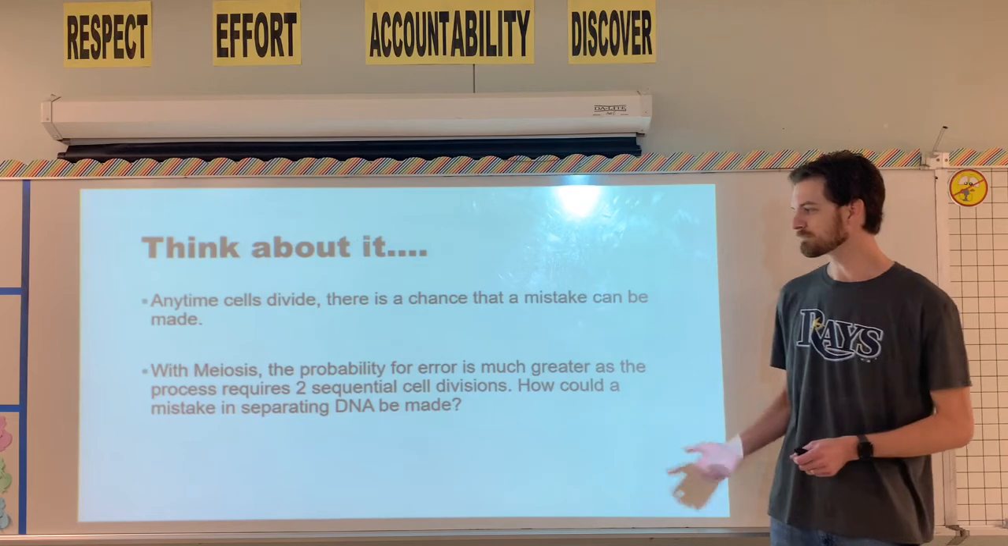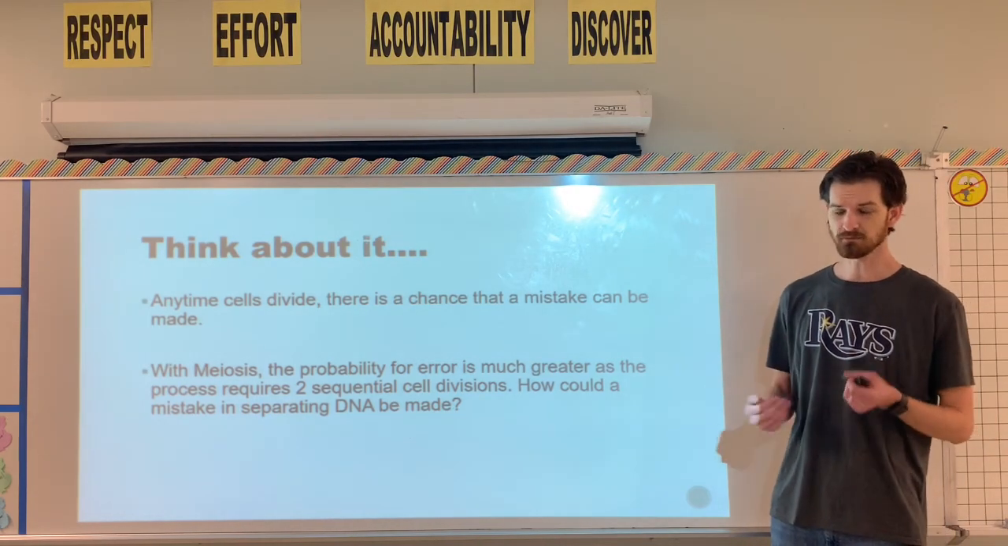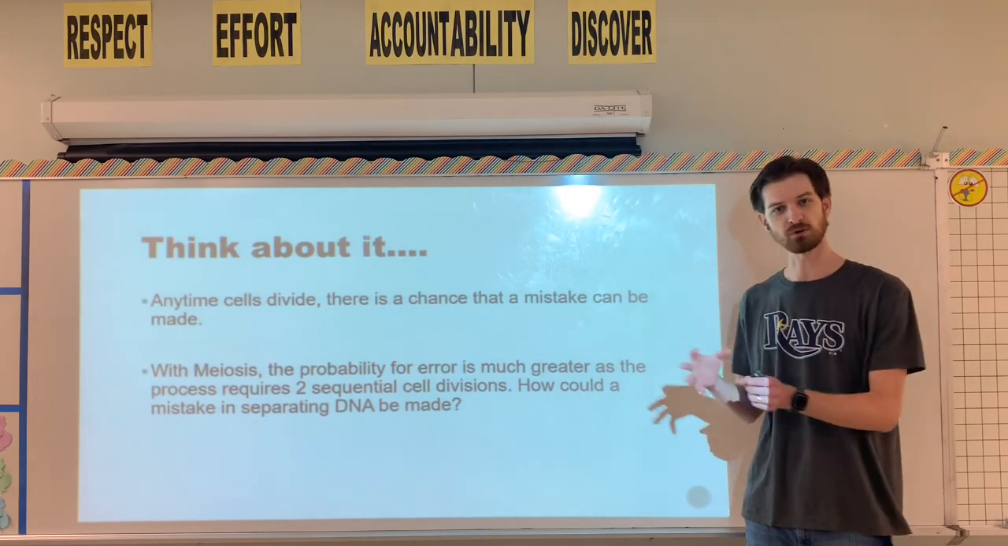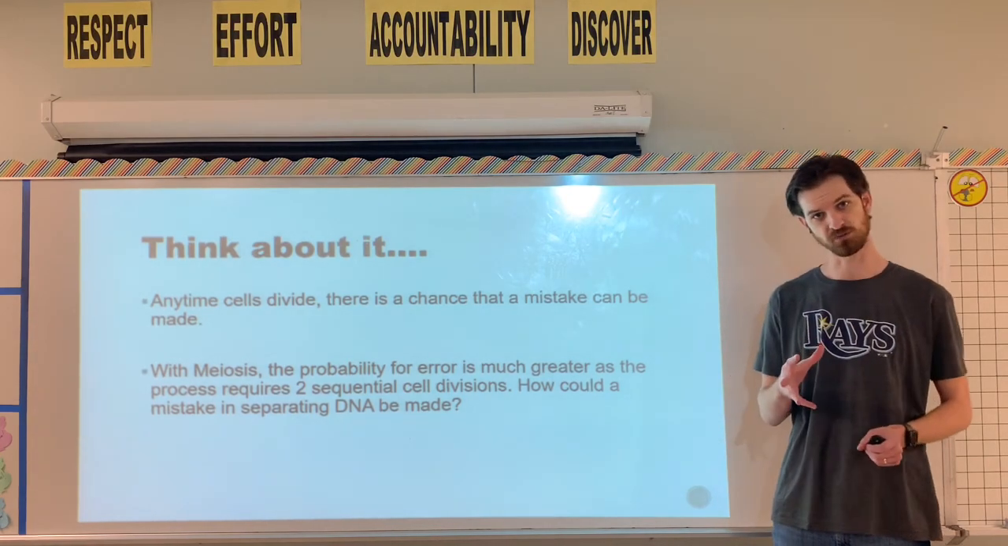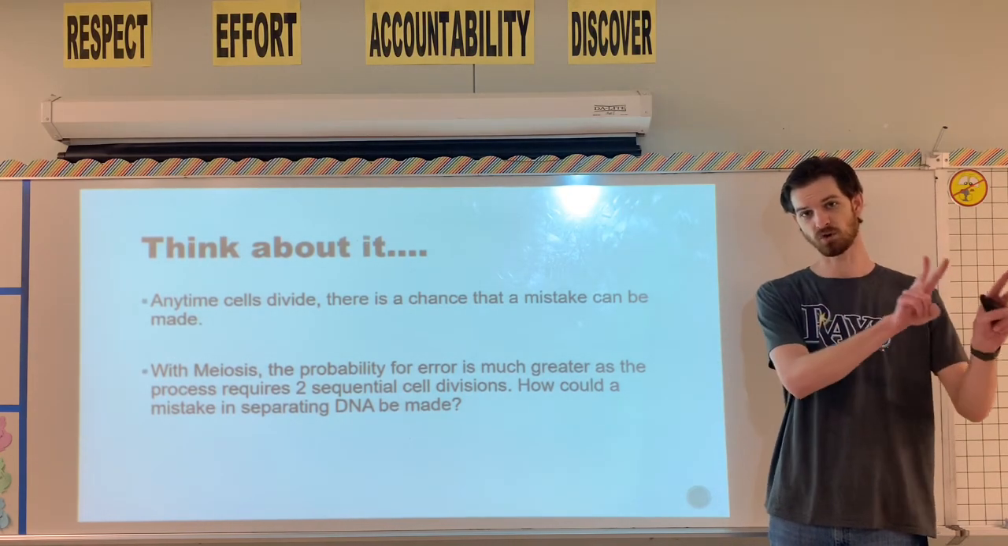So how could mistakes be made in separating? Well, simply put, maybe we don't separate the homologous chromosomes. Maybe both homologous chromosomes end up in one cell instead of the other.